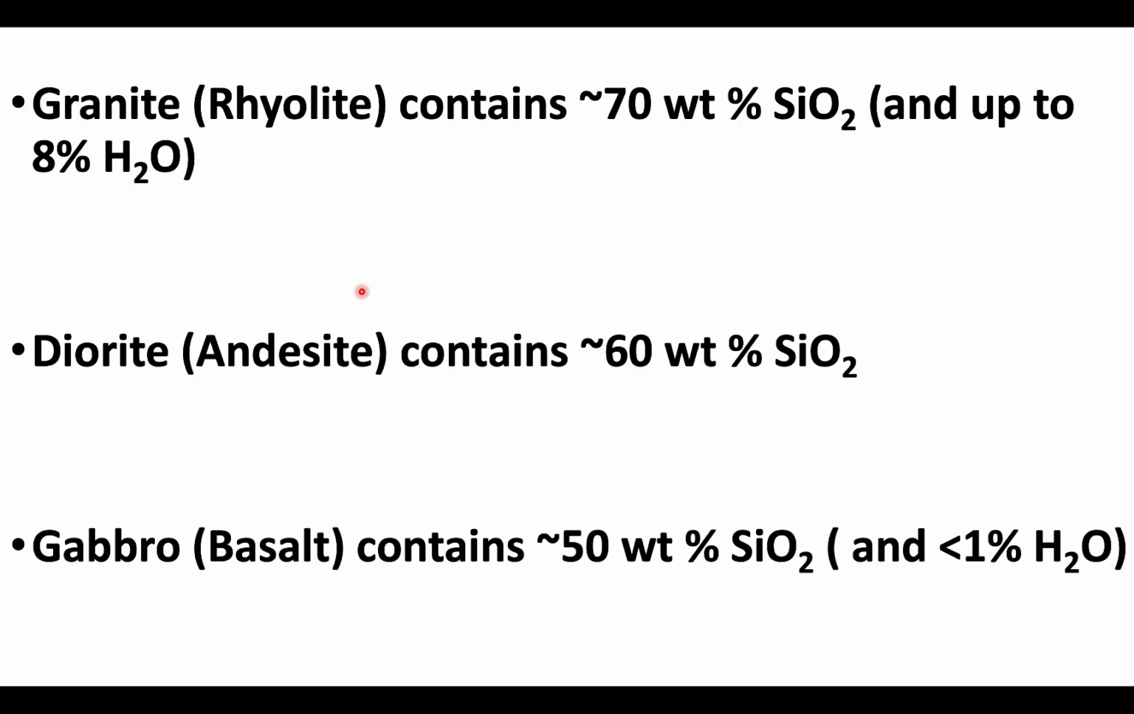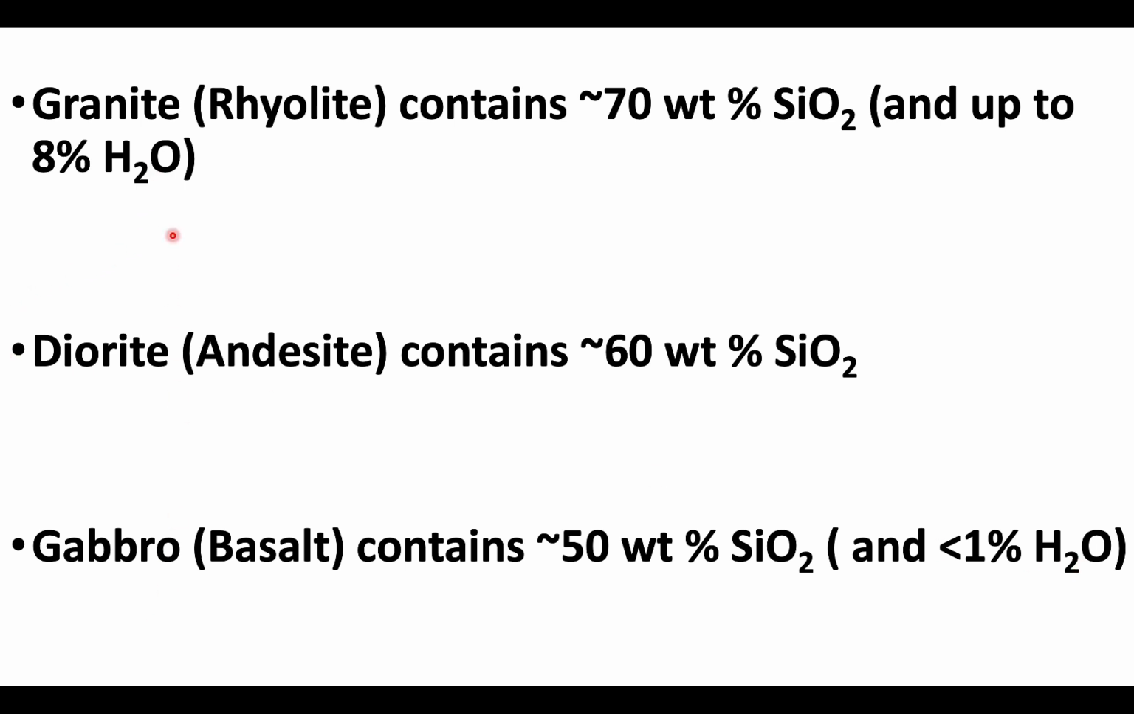So to summarise, granite and rhyolites contain about 78% silica, and they have up to 8% water in them as well. That's a lot of water. That's like 1 in 4 of the atoms are being replaced by hydrogen or oxygen associated with water. So that's a lot of water. Gabbros and basalt at the other end, they only contain about 50 weight% silica, and they typically have less than about 1 weight% water in them.